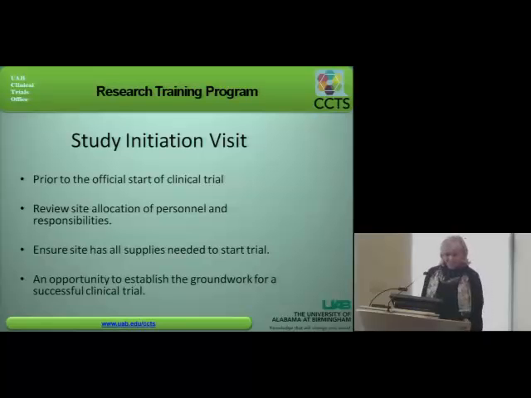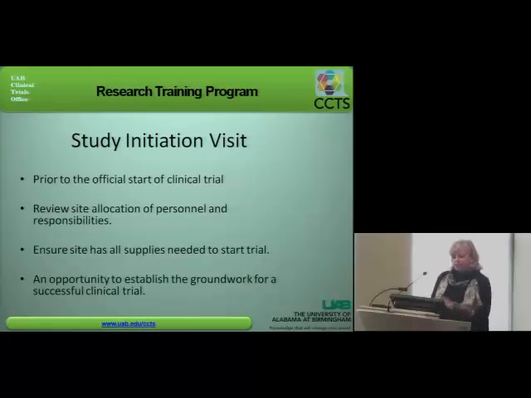So the study initiation visit. Prior to the official start of the study, usually this occurs, and what they do is they send someone out and make sure that you have all the supplies that you need to start that trial. They also review your responsibilities, what you're supposed to do in the trial, and they ensure that the groundwork for a successful trial is established.